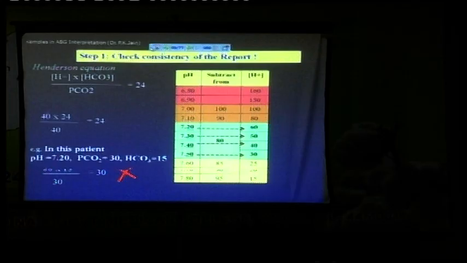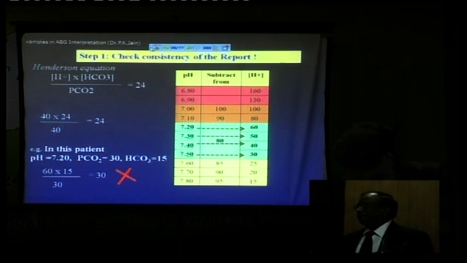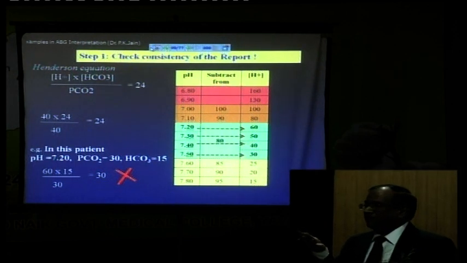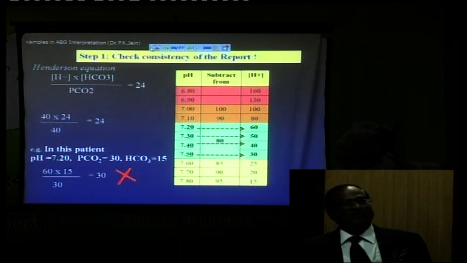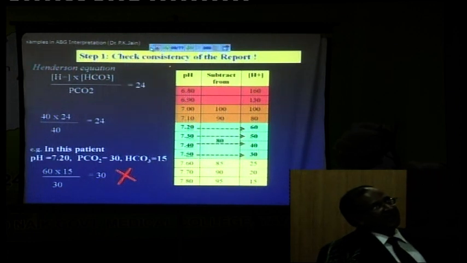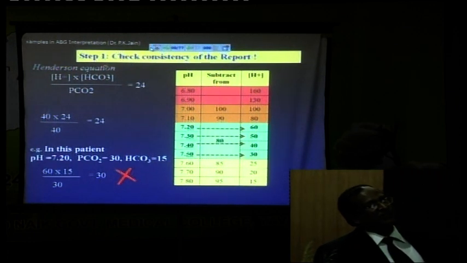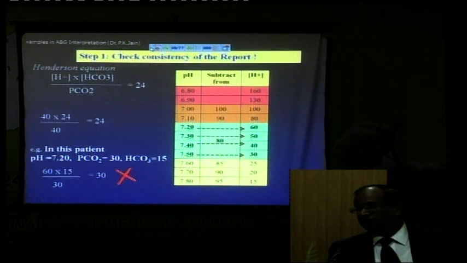Machines can go wrong, and the next step you must do is check whether it's reliable. Electrodes which analyze it tend to drift with time because protein gets deposited on the membrane, and if you don't periodically maintain them, then you can get this error. And the way to do it is H into HCO3 upon PCO2 is 24.